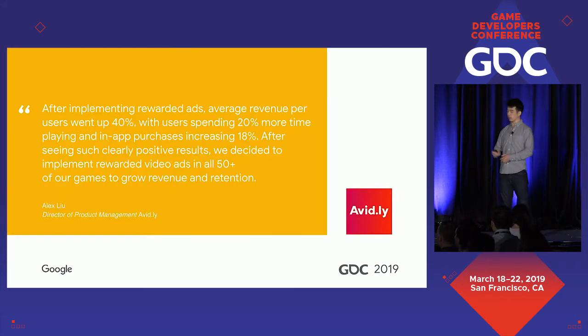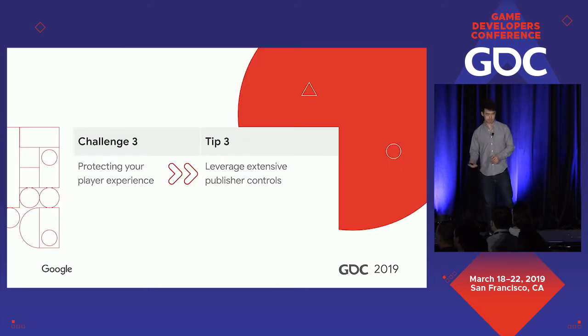And here's a great example of a publisher, Avidly, who integrated rewarded ads into one of their games. Avidly put in rewarded ads, and what they saw was that ARPU went up by 40%, user engagement rose by 20%, and overall IAP revenue went up by 18%. They had such great success that Avidly ended up introducing rewarded ads into over 50 of their games, right? And so this just shows you the power of rewarded ads.